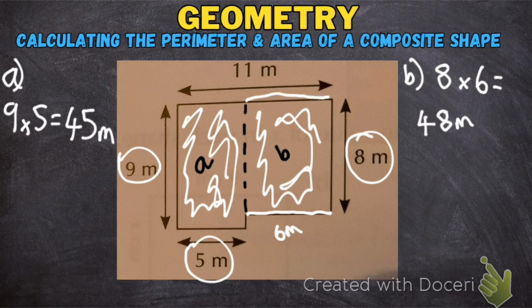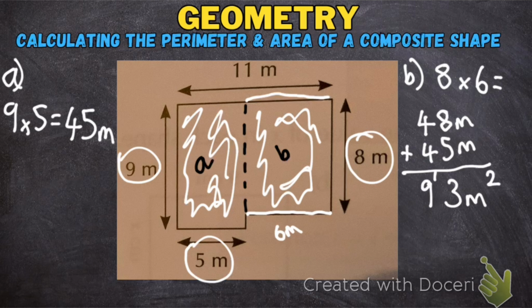Now, all I have to do to find out the area of the whole shape is add the 2 measurements together. So shape B was 48 meters and shape A was 45 meters. So together is going to be 93 meters squared. That is the area of this shape here.